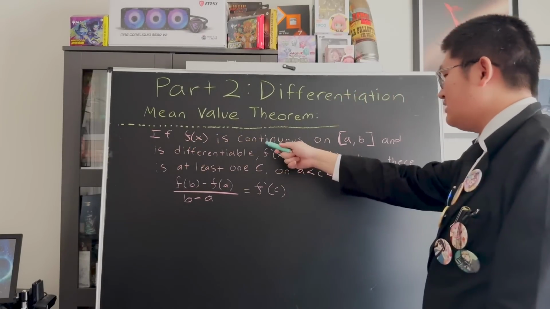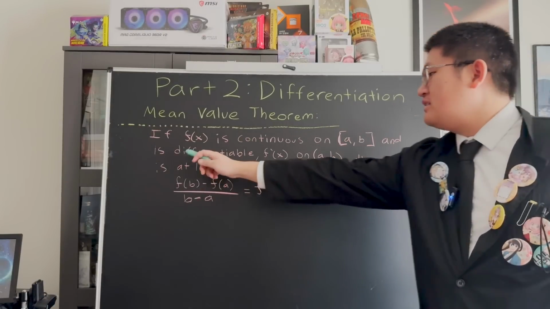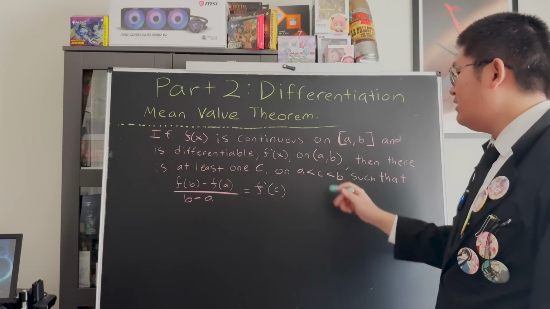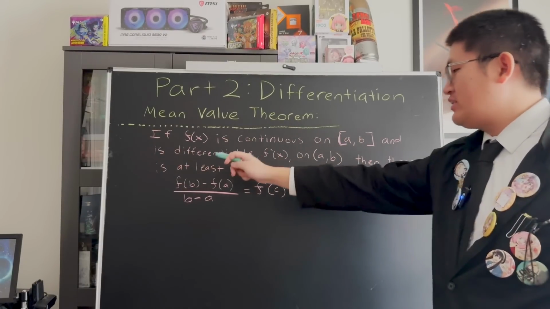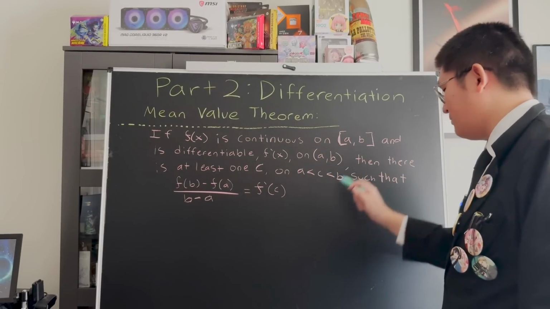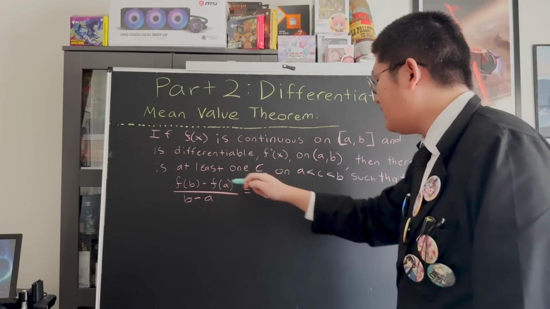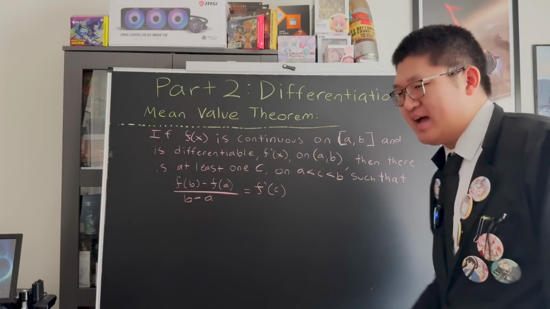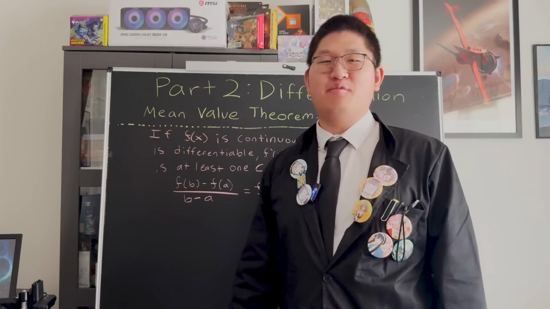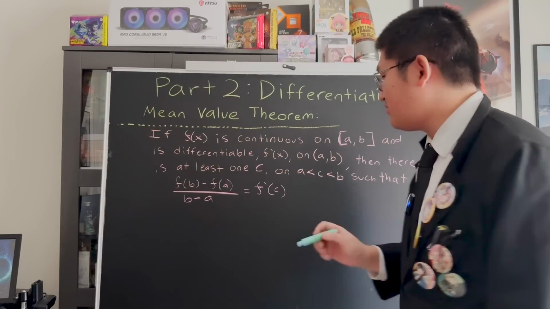If f of x is continuous on the closed interval a to b and is differentiable, f prime of x, of course that's what that means, on the open interval a to b, then there is at least one c on the interval between a to c to b, such that f of b minus f of a over b minus a is equal to f prime of c. What did all of that mathematical nonsense mean in the first place? Well, once more, let's take a look at the important bits right here.